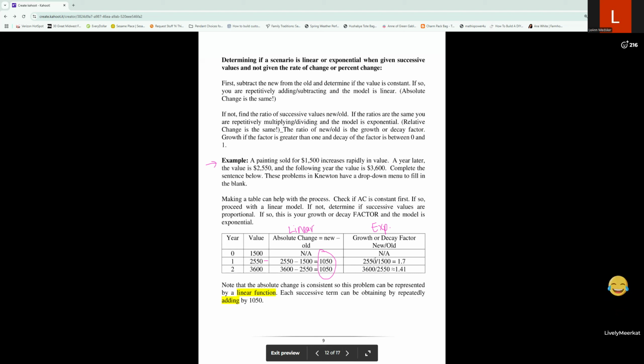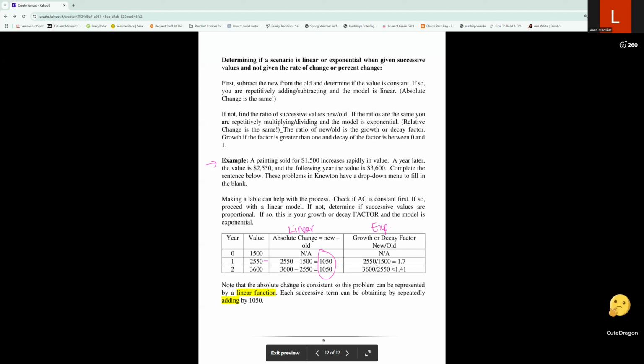So look, we've got 2,550 because that's the first line where we had old data, divided by 1,500 is a growth factor of 1.7. If you do the next group, though, 3,600 divided by its previous value, the 2,550, notice that's not 1.7. It's only 1.41. So there was an increase of, because remember, the base is like 100%, there was an increase of like 70% from year 0 to year 1, but the painting only increased 41% from year 1 to year 2. So that percentage of increase is not staying consistent. So that means it's not exponential.